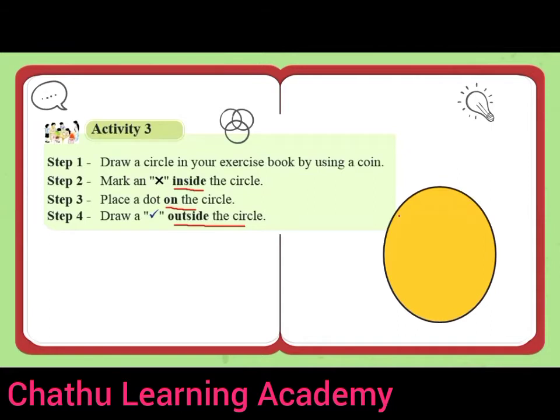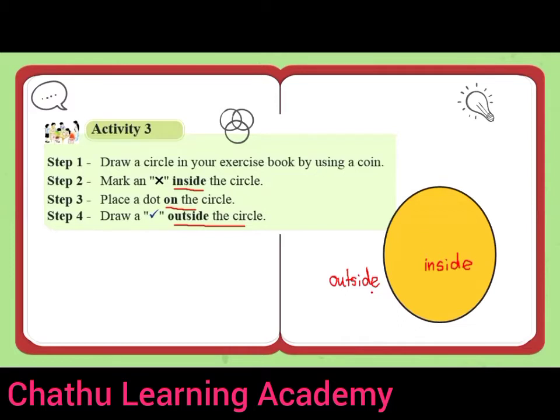Here, this is the boundary line of our geometrical shape. Then inside the circle means the area inside the boundary line. Then this part is called inside the circle. Area inside the boundary line. Outside the circle means the area outside the boundary line. Then this whole area is considered as outside the circle.